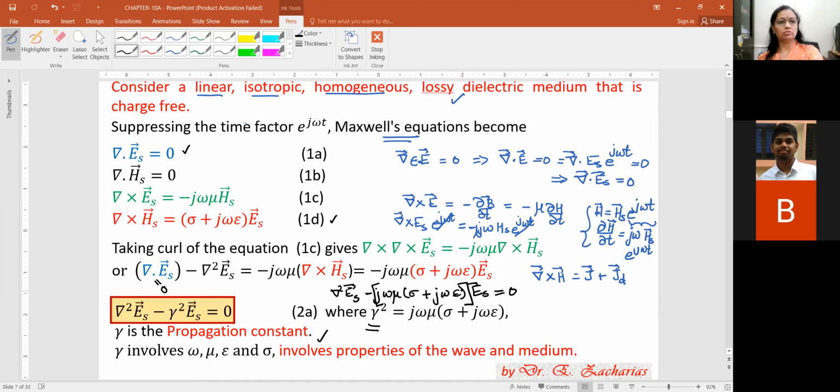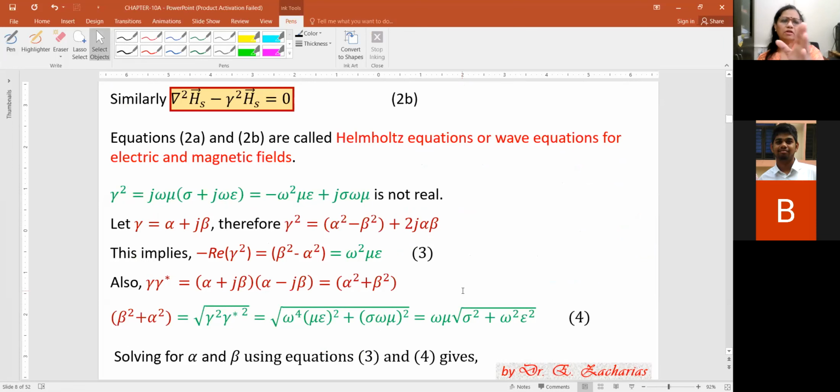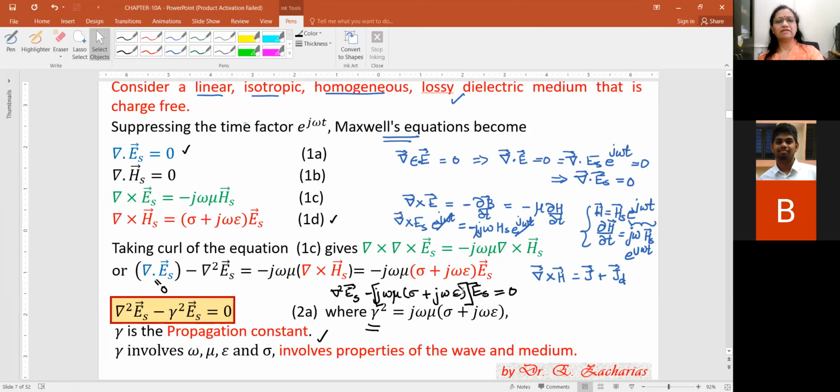And you should also know what all the properties it will depend on. It depends on omega, it depends on epsilon, it depends on mu, it depends on sigma. Now, instead of doing it this way, if I had started with 1D and then done the required substitutions, then I would have ended up with a different equation.